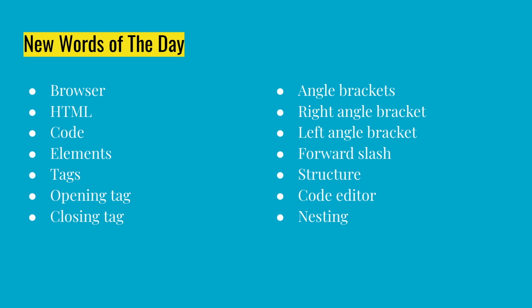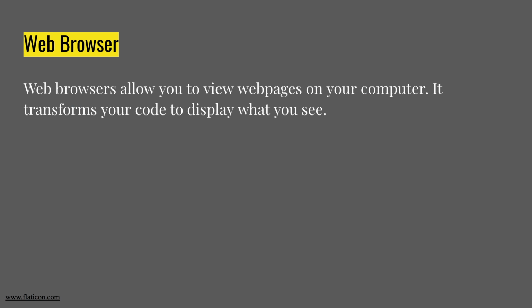New words of the day are browser, HTML, code, elements, tags, opening tag, closing tag, angle brackets, right angle bracket, left angle bracket, forward slash, structure, code editor, and nesting. If you've never heard of these words, don't worry about it. We will be covering them and having brief definitions of what they mean. And throughout the course, you're going to hear them over and over.